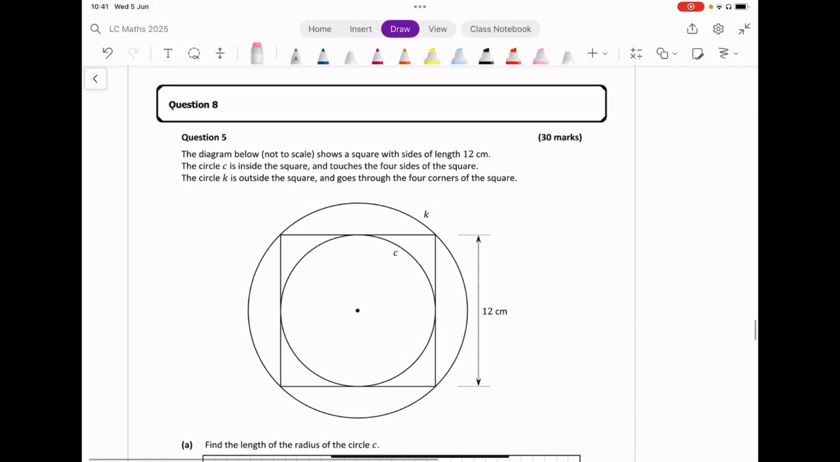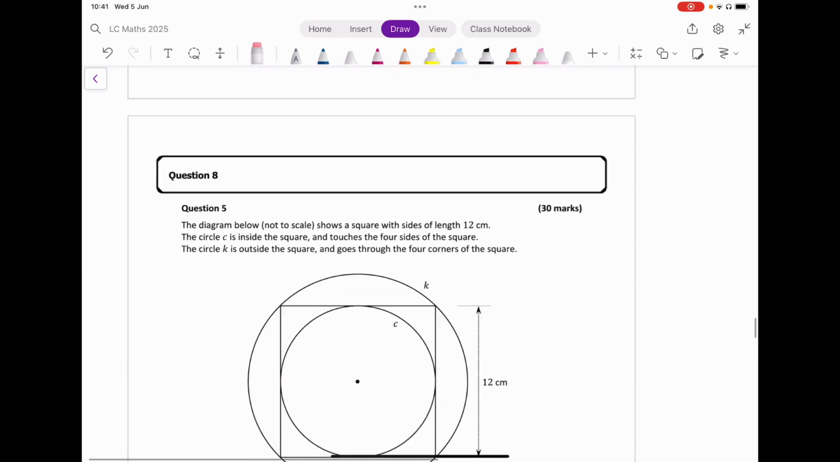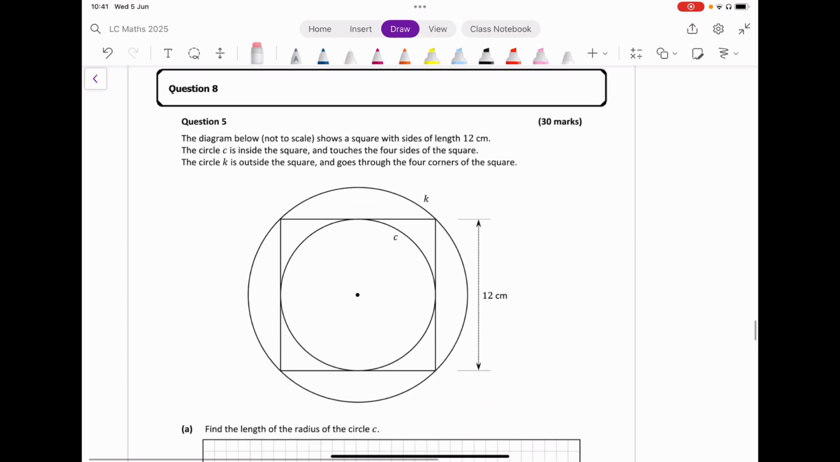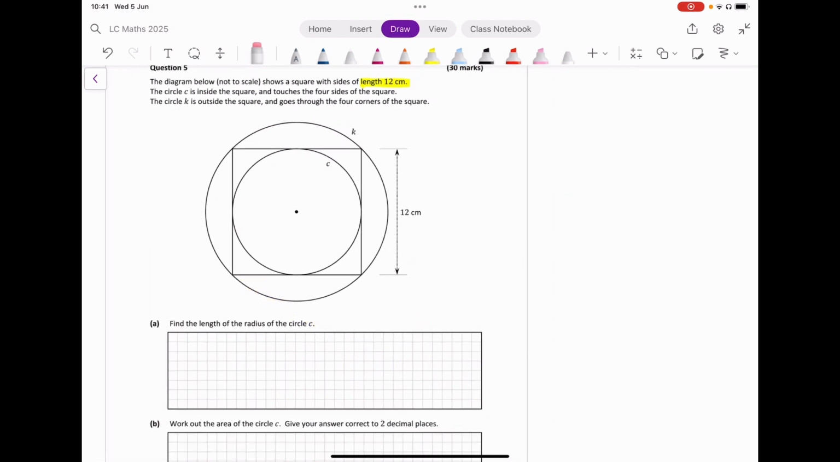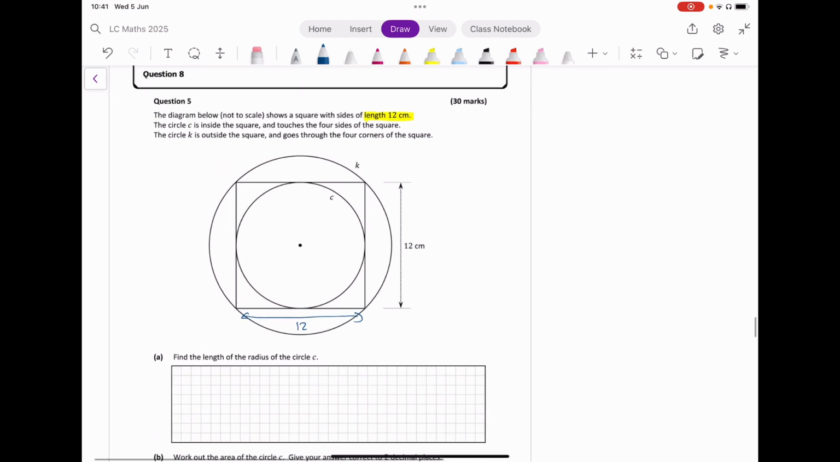So question 8, we are back to area and volume. The diagram below is that's the scale, and it shows a square with length 12. So we're going to put in all the information that we know, that this length is also 12. That might help us later on.